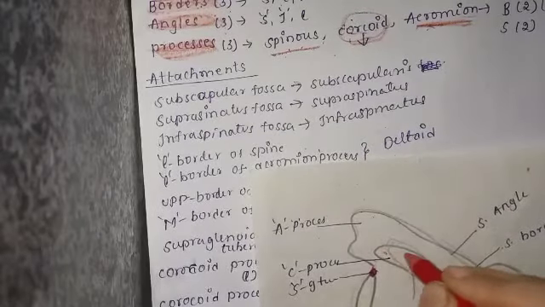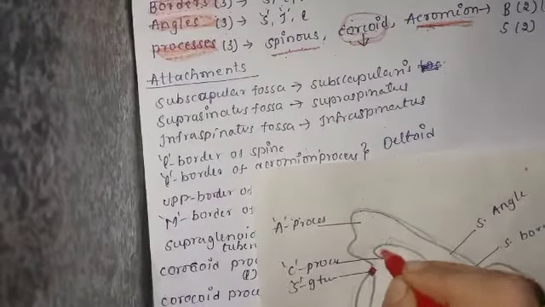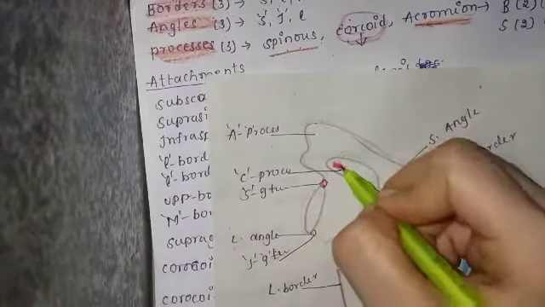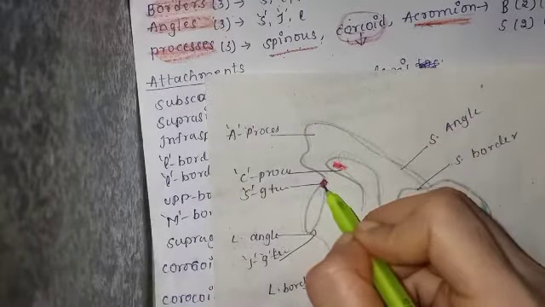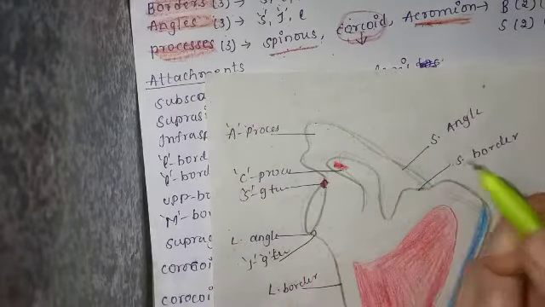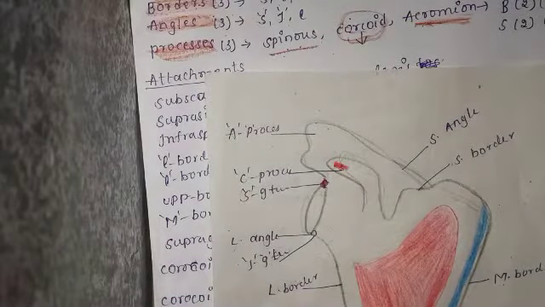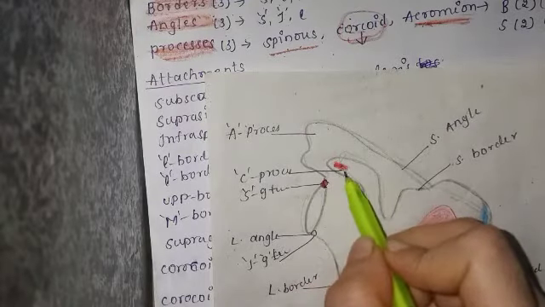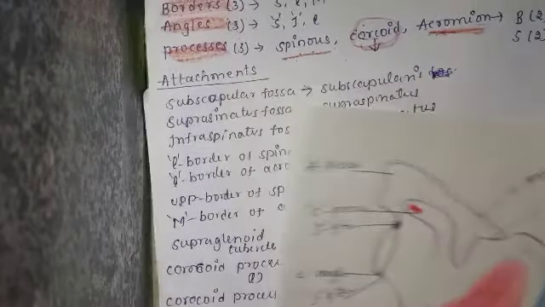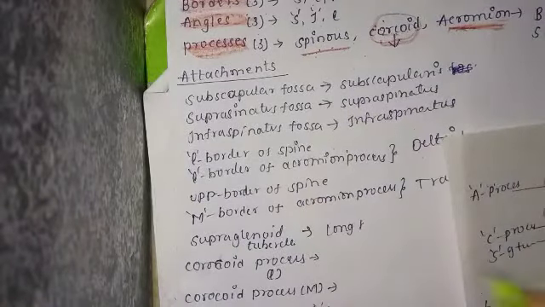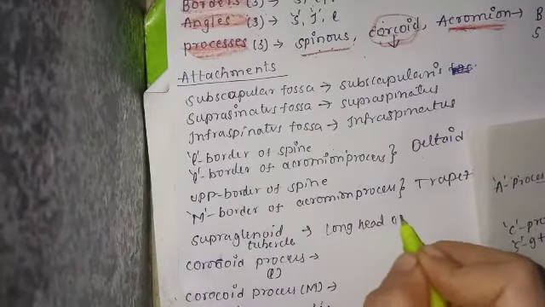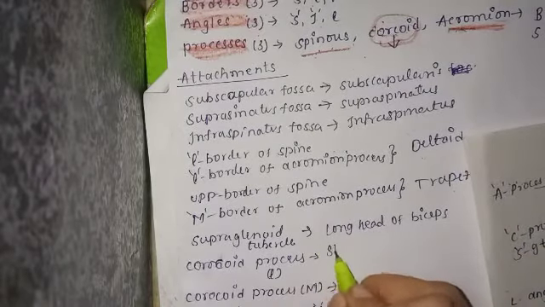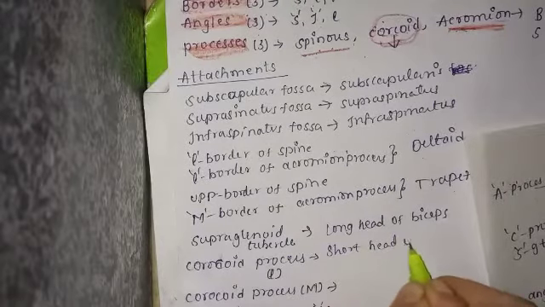Now here we can see the short head of the biceps muscle. Here we can see the long head of the biceps muscle. As the biceps muscle has two heads, one is the short head and one is the long head. Long head at the supraglenoid tubercle and short head at the coracoid process.